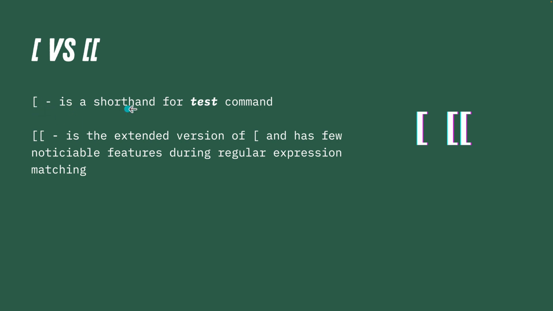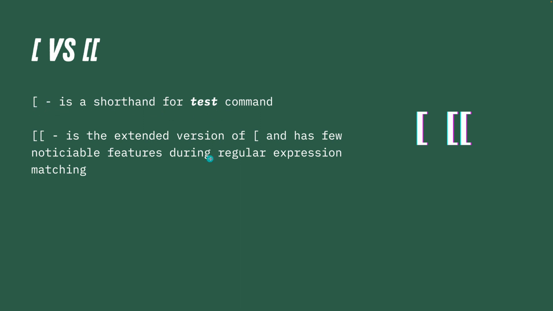The single square bracket is a shorthand of the test command itself, which is available in Bash, and the double square bracket is the extended version of the square bracket and has a few noticeable features, such as regular expression matching, and you also don't really have to use a dollar symbol when using a variable. There are a few better ways of using the double square bracket, and we'll be using it a lot because it is quite interesting compared to the single test command shorthand square bracket.